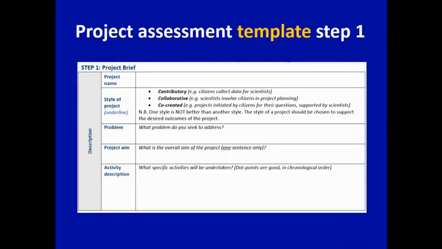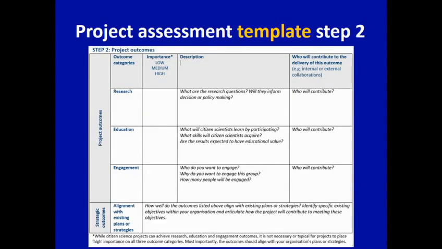The project assessment template has 3 parts. The first one is a project brief, where you look at the style of the project, what problem you're trying to address, what the aim of the project is, and describe the activities that will be involved. The second part is looking at the outcomes for research, education and engagement, and how they align with the strategic goals of your department or your area.